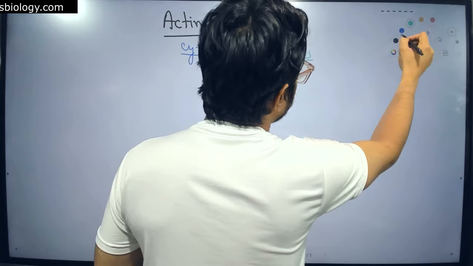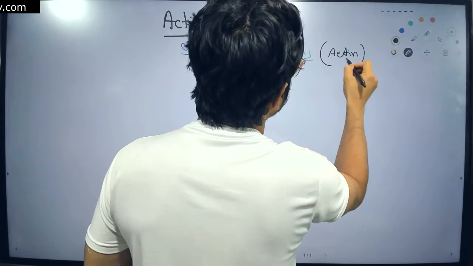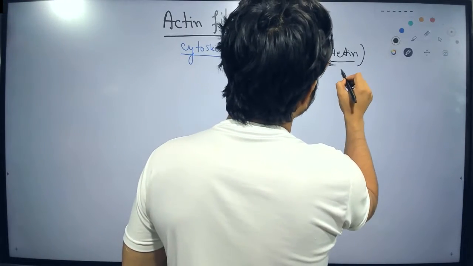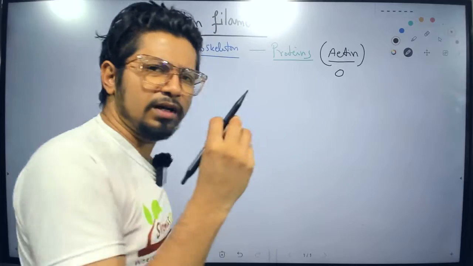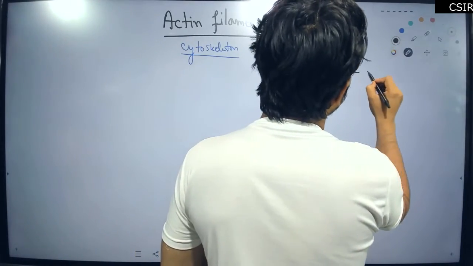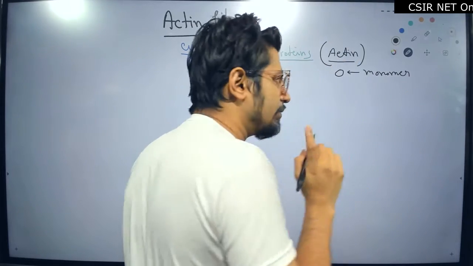What kind of proteins are they made with? Obviously, in this case, actin is the name of the protein they are made with. Actin, A-C-T-I-N. Now, this actin protein is just like a simple small round shaped protein, and this single round shape is known as the actin monomer. You need to keep it in your mind, the actin monomer.